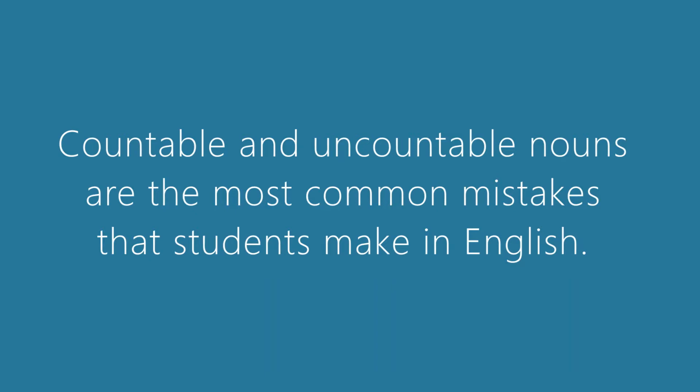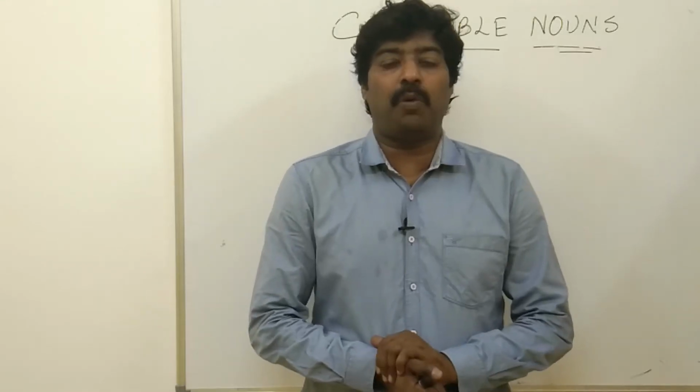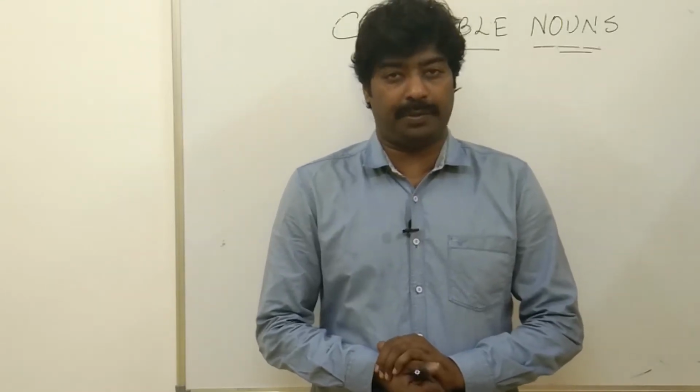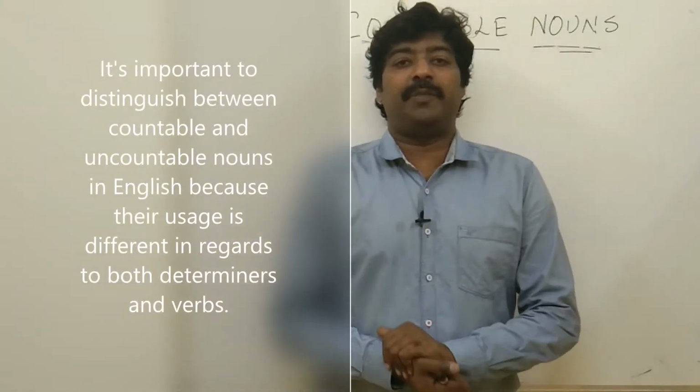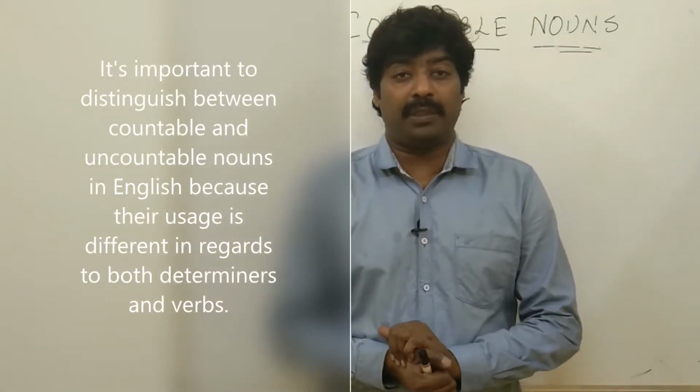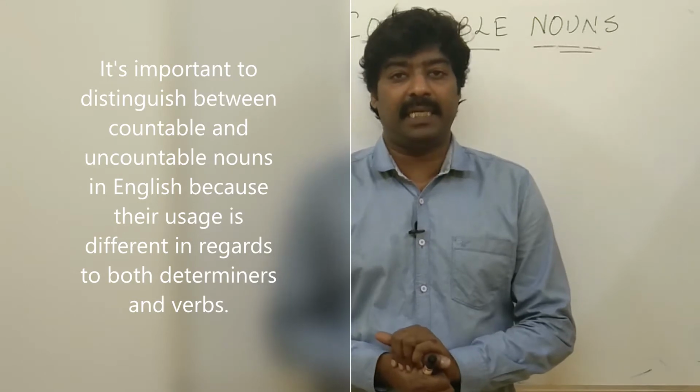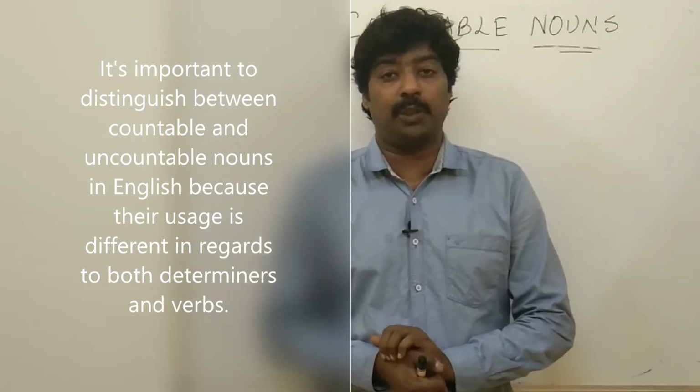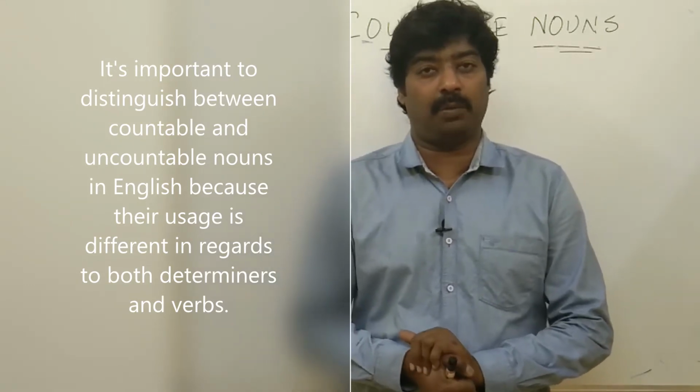Countable and uncountable nouns are the most common mistakes that students make in English. Nouns can be both countable and uncountable. Knowing the difference between these nouns is very important, and thus many of the grammar mistakes that most of us are making are to do with countable and uncountable nouns.